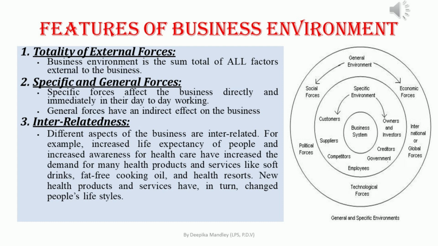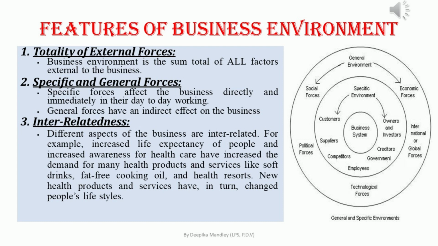Then next is interrelatedness. All the components of the business environment are interrelated. For example, people can purchase better quality products and services, which will improve their quality of life, that is the social environment, because their incomes are rising, that is the economic environment. So if there is a change in one environment, it could be social or economic, it will have an impact on the other environment too.